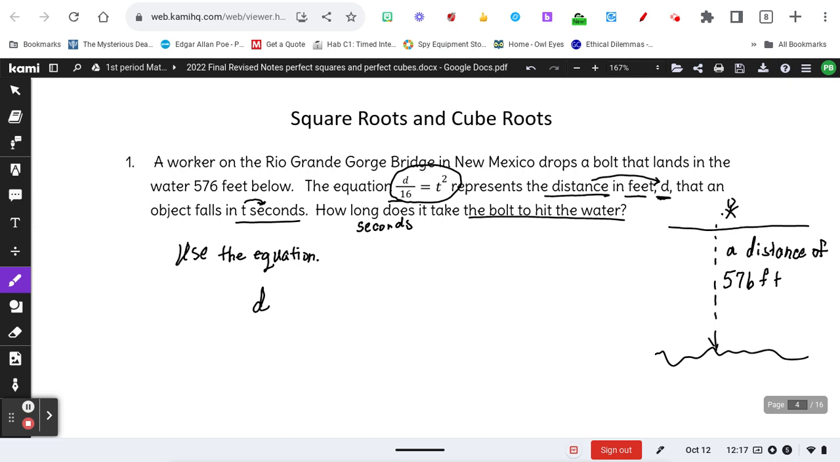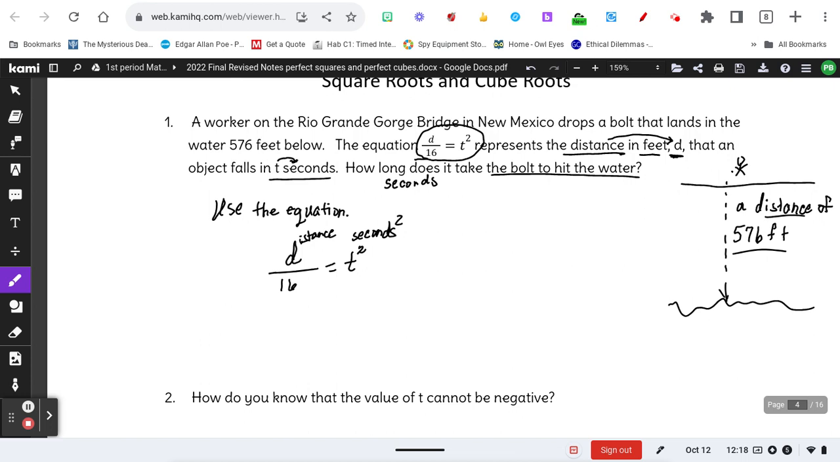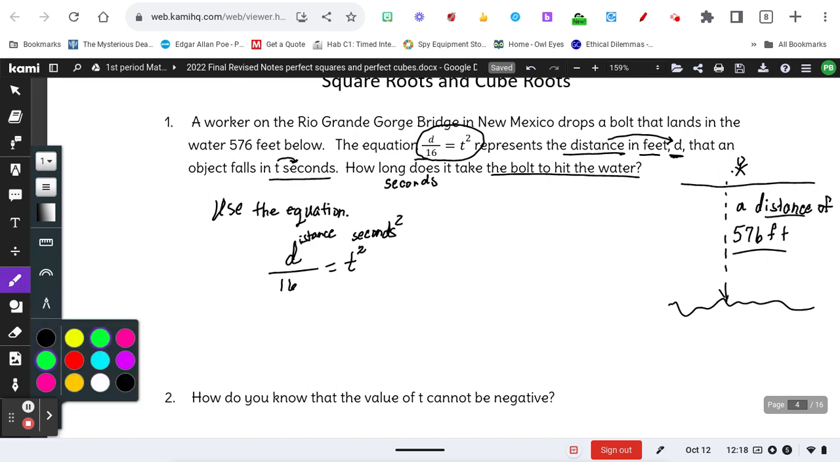So we get d, which represents distance, divided by 16 equals time squared, and time is in terms of seconds. Now, I'm not going to want seconds squared. I'll fix that in a minute. But the distance that the boat drops is 576 feet. So I am going to replace the distance with 576, and divide it by 16. And that'll give me time squared. But I don't want time squared. I just want the seconds, or just time.